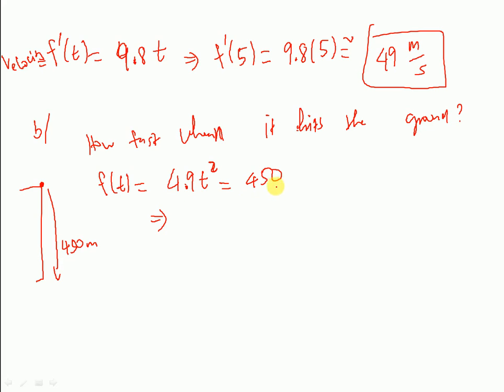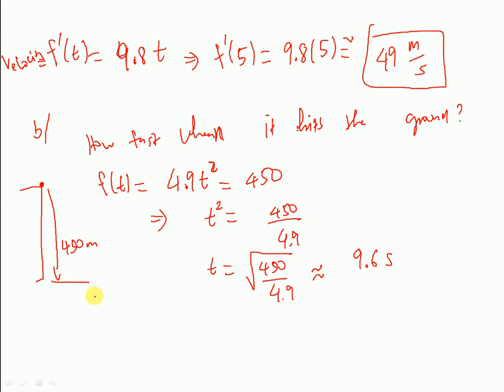So now here we can solve for the time t. If I divide both sides by 4.9, I get 450 over 4.9. Then we take the square root for t. We only take the positive value because the timing is always positive. So take the square root of this. It's going to be equal to approximately 9.6 seconds. So after 9.6 seconds, the ball is hitting the ground here.